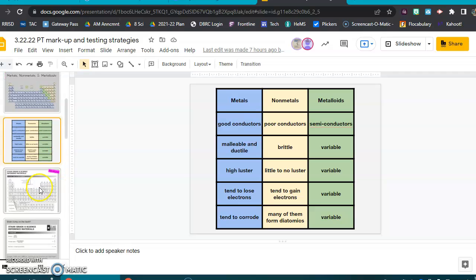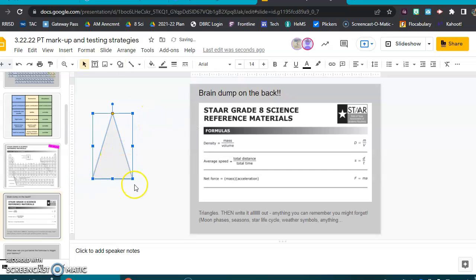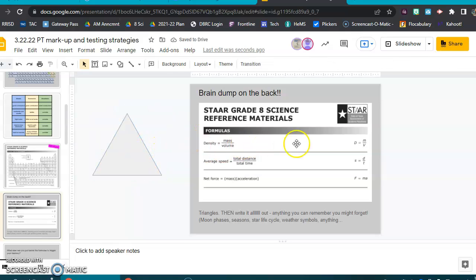Okay? And then here are our STAR reference grades. So what did I mean by that? So we can draw our triangles. So we can, let's see, let's put a shape in here. Shape. Let's get a triangle. Okay, we'll put one here on the side. Make it a little bigger.